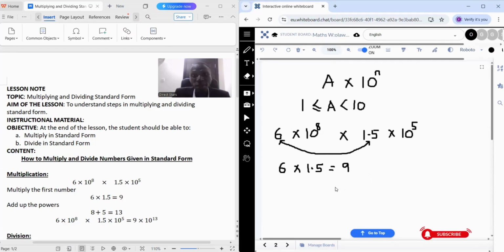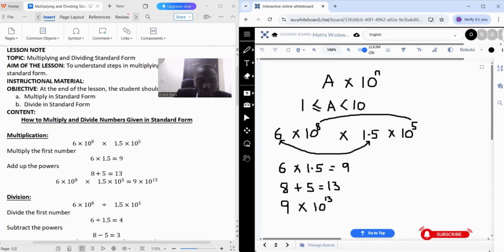The next thing we're going to do is to add up the powers. Since we are multiplying, the multiplication sign is going to change to addition for the powers. So we're adding up these two powers, that's 8 plus 5, which gives us 13. Our answer now is 9 multiplied by 10 raised to the power of 13. So this is how to multiply numbers in standard form.